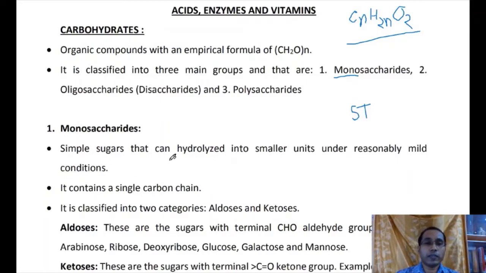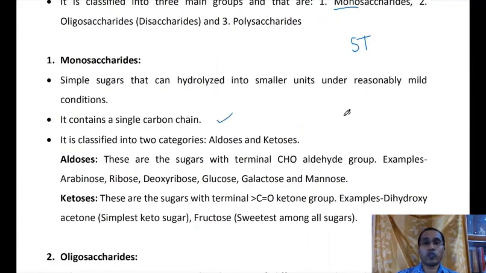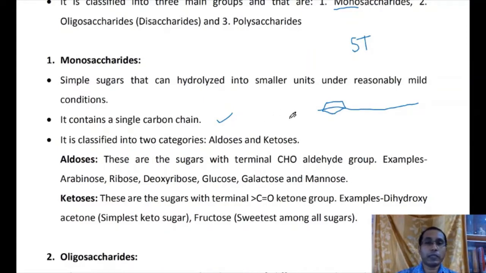Monosaccharides are simple sugars that cannot be hydrolyzed into smaller units under reasonably mild conditions. Being very simple sugars, they easily attach with water and become soluble, so monosaccharide is highly soluble in the system. It contains a single carbon chain, CnH2nOn. One single carbon chain consists of a number of atoms. It may be pentose or hexose, but it should be a single carbon chain.